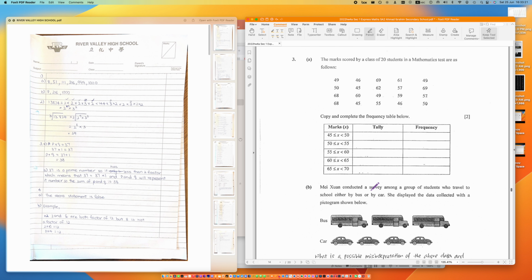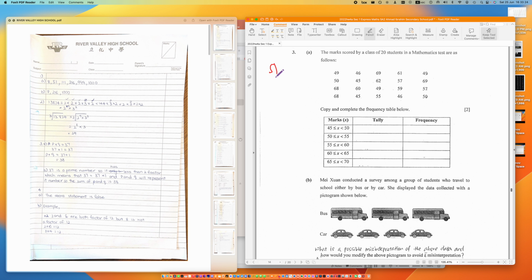Yes. Okay, good. For this question, this is under statistics. Statistics is the last chapter of your term four, I think, the last chapter of your year one now. Let's say over here is the marks scored by a class of 20 students. One of them scores 49, then 46, 69, 61, and you just record. This is the record.